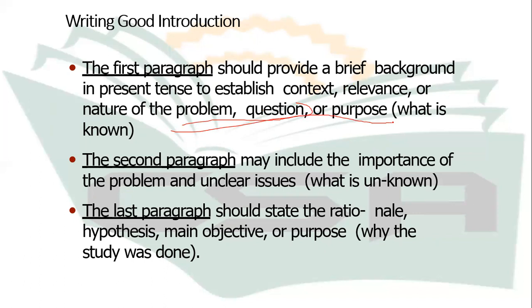In the first paragraph, I will give a bit about the background of my topic. And here I will also mention what my research question is and why I am doing it. In the second paragraph, it may include the importance of the problem and unclear issues. Here I will give the rationale of my study: what is the importance of this topic, why I am doing this, and what is unknown. Here I will mention the gaps.